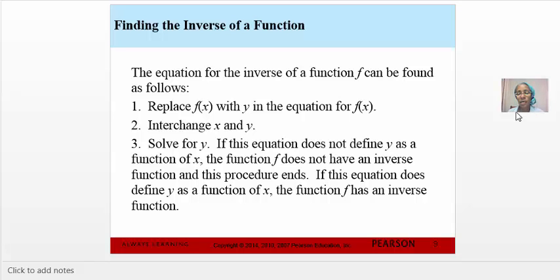And notice if this equation, when I solve, does not define y as a function of x, the function f does not have an inverse function, and this procedure ends. If this equation does define y as a function of x, the function f has an inverse function.